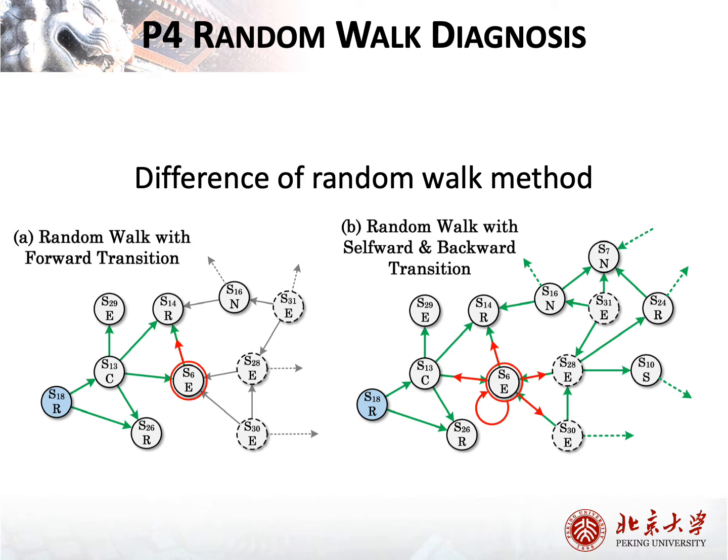If the algorithm only considers forward transitions, it may limit the investigation of a large part of other services shown in the left. But when we introduced self-ward and backward transitions, the random walk can be more dynamic, as the right example shows. Here, red arrows indicate possible walk directions. We find that more candidates can be investigated using our method.